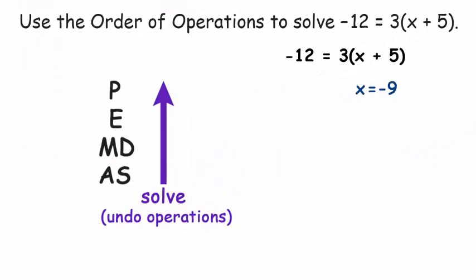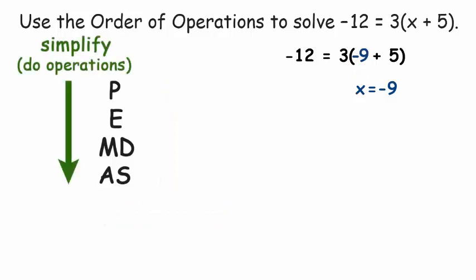You should confirm that the solution is correct by substituting x equals -9 back into the equation and using the order of operations in top-down order to calculate 3 times the quantity -9 plus 5 to see if the equal sign holds true.